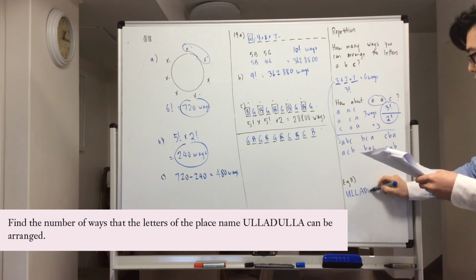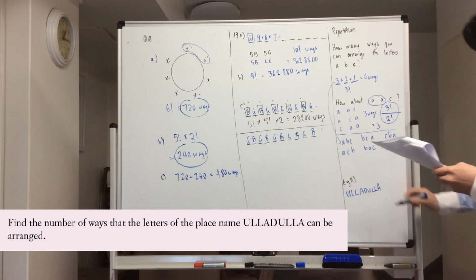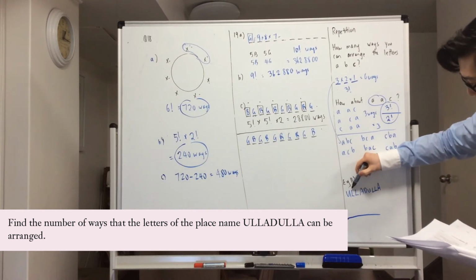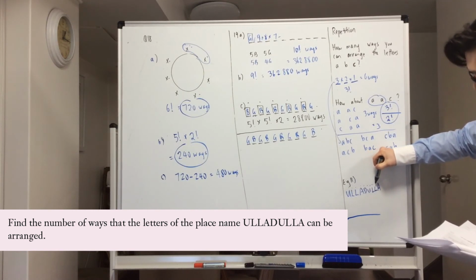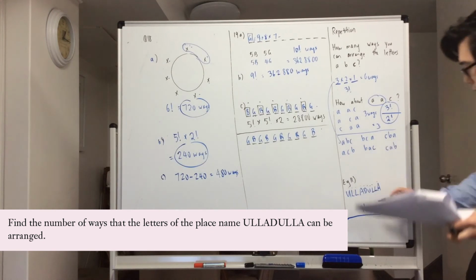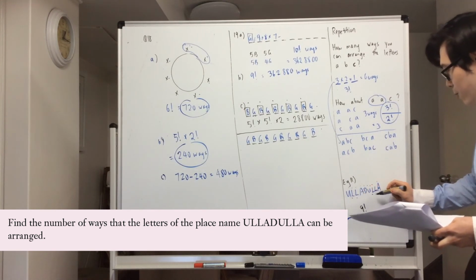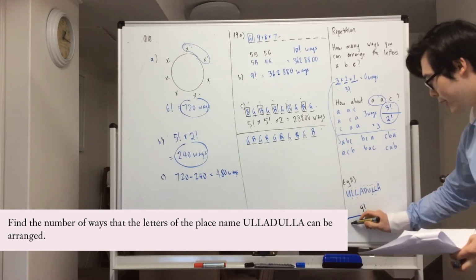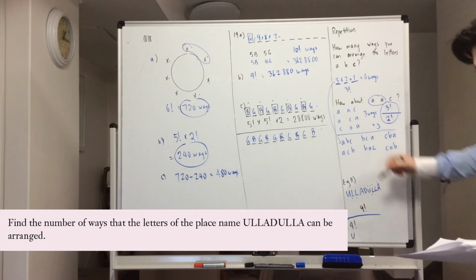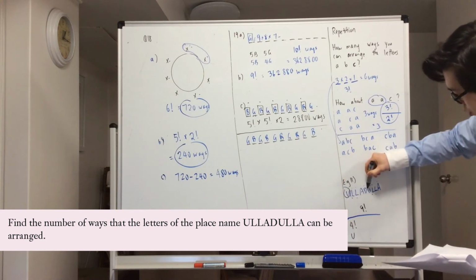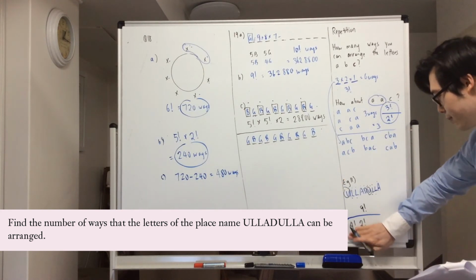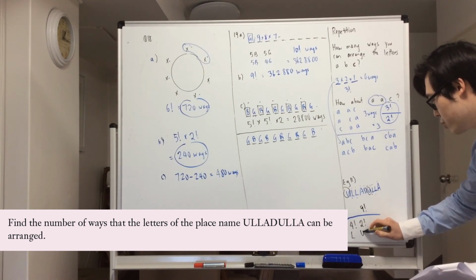So as you can see, there are lots of repeated letters. Okay, so firstly, count how many letters there are all together. 1, 2, 3, 4, 5, 6, 7, 8, 9. Yep, so that's 9 factorial on top. Now, we also have 1, 2, 3, 4 L's. Because that's 4 letters, you divide by 4 factorial for the L's. We also have 2 U's, so that can be arranged 2 different ways.